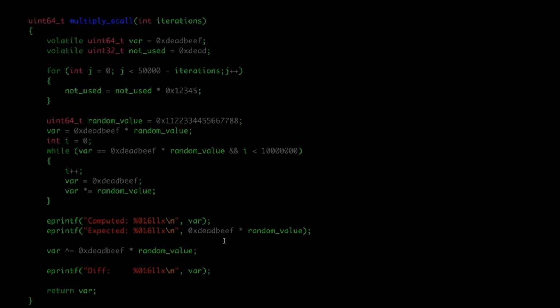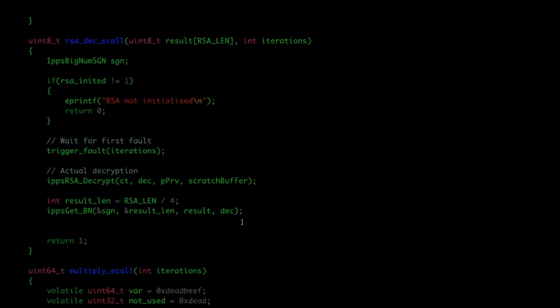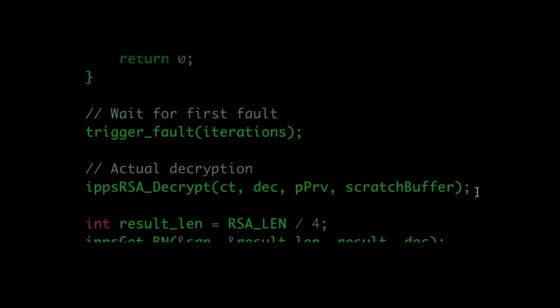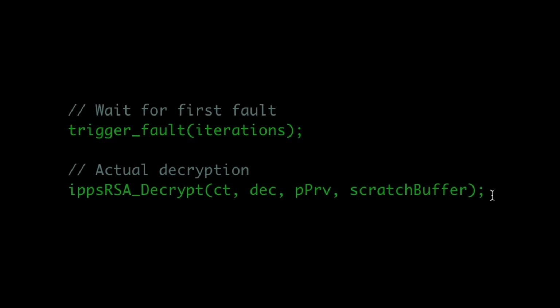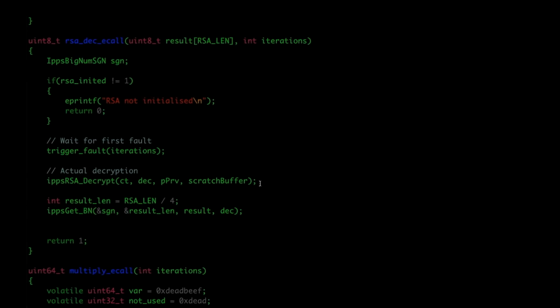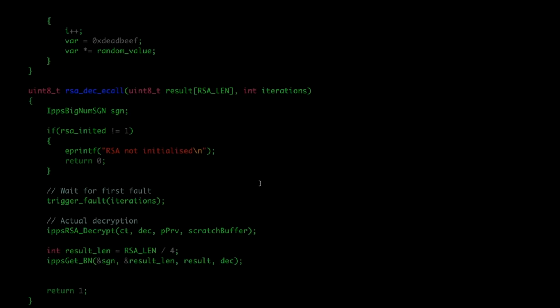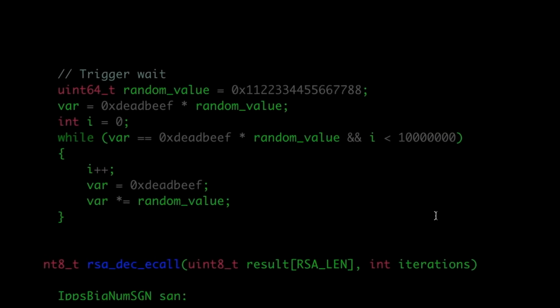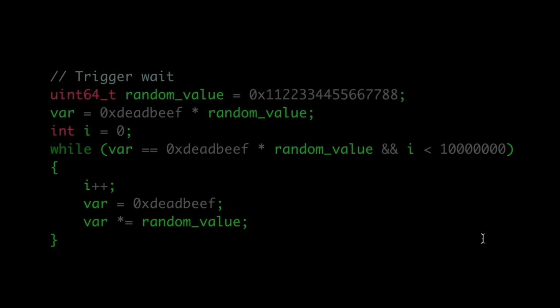First of all, I'll show you the code that I wrote. Again, copied from the internet. So there it is. I'm going to trigger the fault. I'm going to wait for the trigger of the fault. Then I'm going to do a decryption. And let's have a quick look at the code, which should be exactly the same as it was right at the very beginning when we started this. Yeah, there's my dead beef. It's written slightly differently, but there's my dead beef.